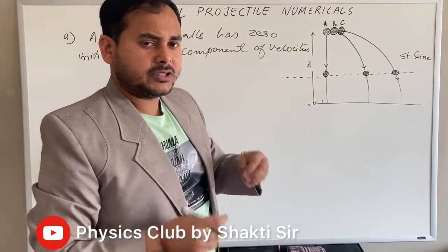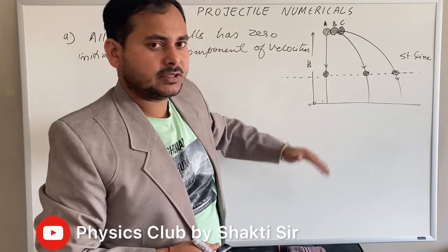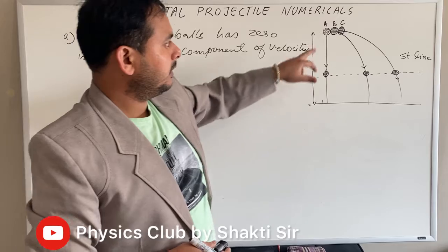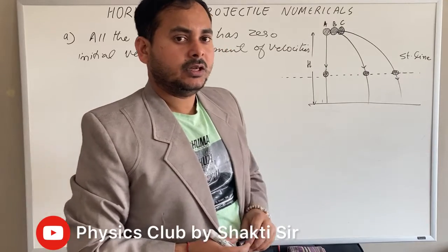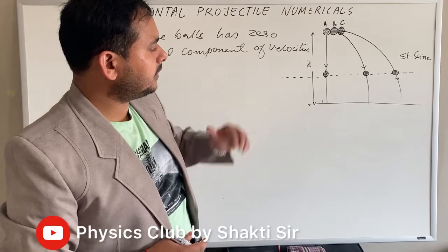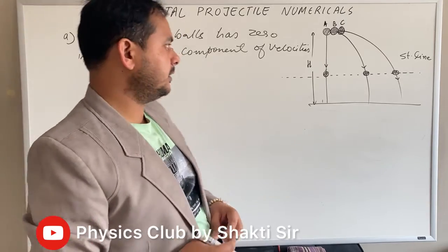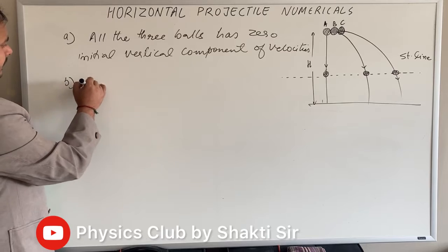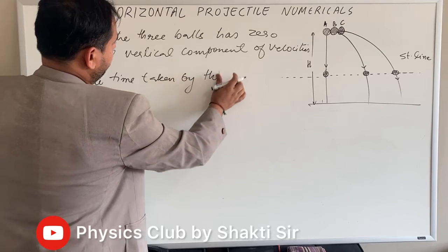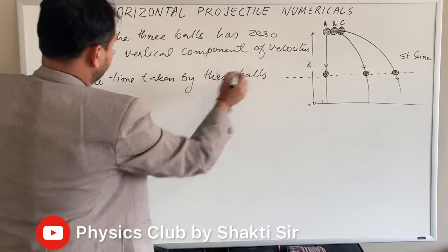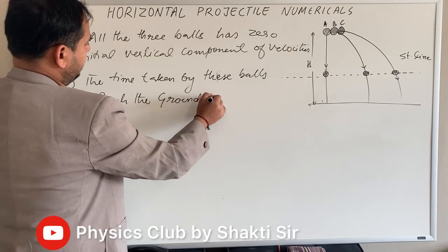The second point is, as they are projected simultaneously from the same constant height, they will travel for the same time. The time taken by A to reach the ground is equal to the time taken by B and C to reach the ground. The reason is only one: all three balls are released from the same height and all three balls have 0 initial vertical component of velocity. So the time taken by these balls to reach the ground is the same.